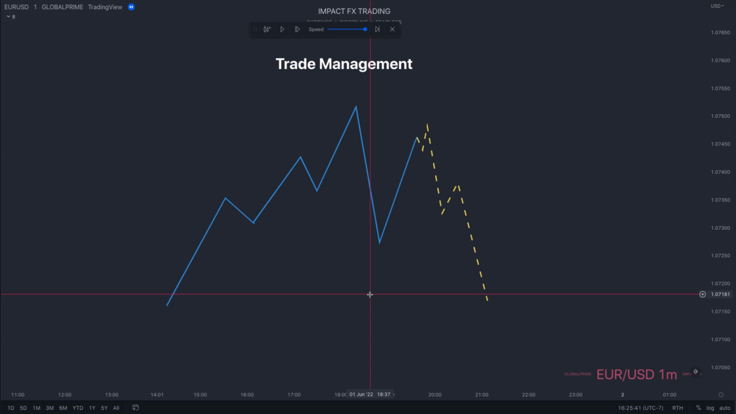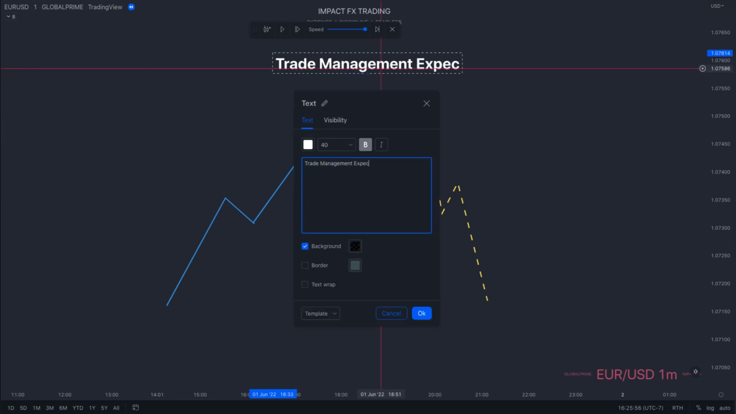This topic, you guys, is a paramount topic for your trading. This can make or break a trader, in my opinion. Alongside trade management, we're also going to add expectations.